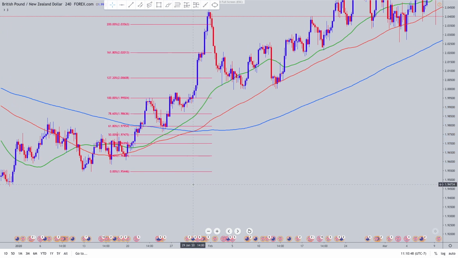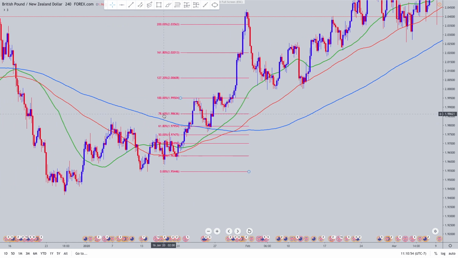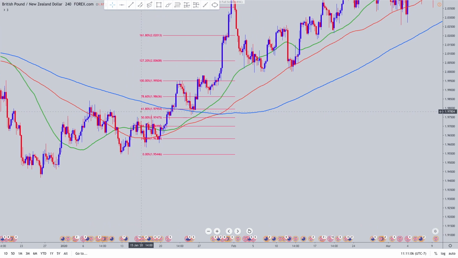And let's say it's going down, and the first level I would probably look at, I would ignore the 78, just because that's usually not very reliable. So the first level I would be looking for is the 61.8. That's a very important level, and you want to look for a rejection.